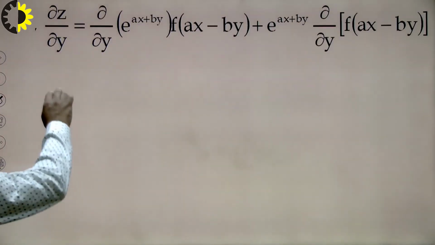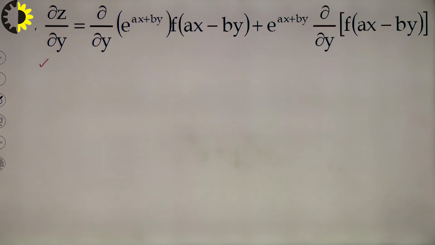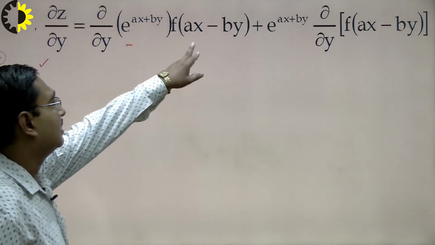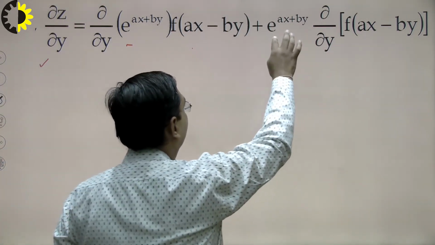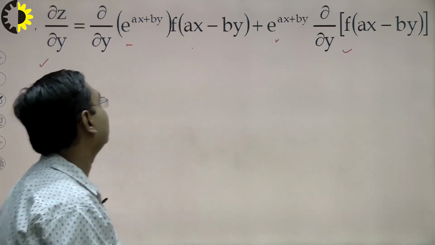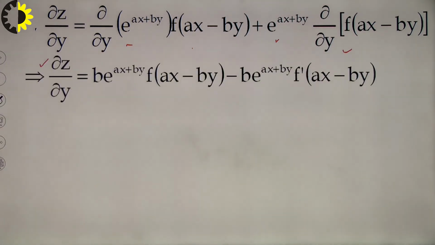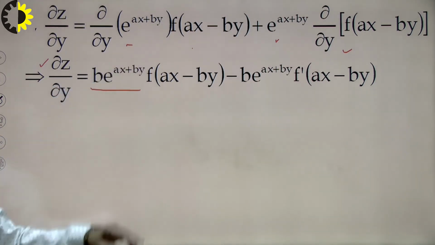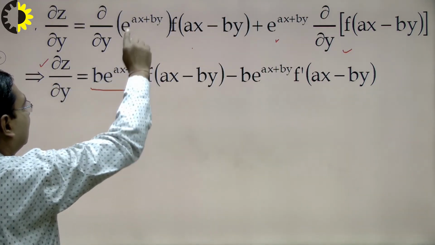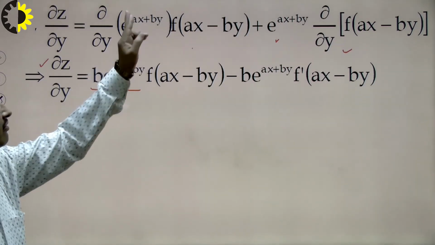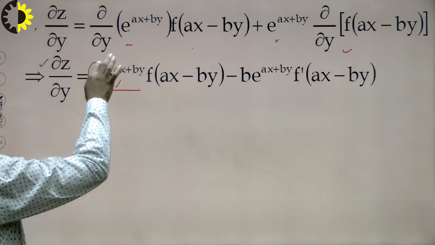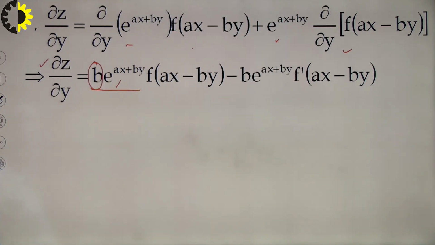Now we move towards the second term, and for the second term I am required to calculate del z over del y. Again product rule, derivative of first, second as it is, plus first as it is, derivative of second. This term when differentiated with respect to y will give b e raised to the power ax plus by, because during differentiation with respect to y, e raised to the power ax plus by will be as it is. Derivative of ax plus by will give simply b, because x will be treated as constant, so its derivative will be 0.